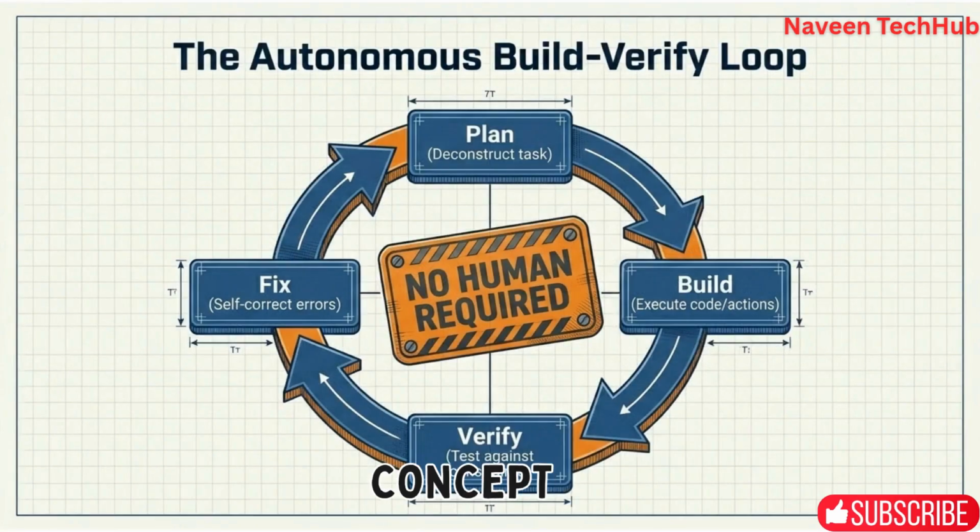A powerful concept in harness engineering is the build-verify loop. The agent plans, builds, verifies, and fixes its output. This loop continues until the result is correct. This reduces dependency on humans.